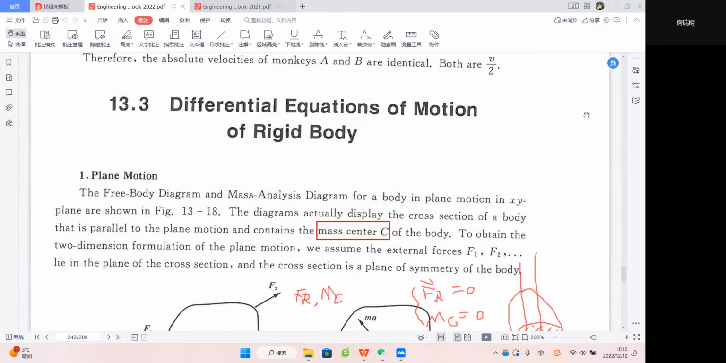Hello, everybody. We're going to continue to introduce to you guys the third section of chapter 13.